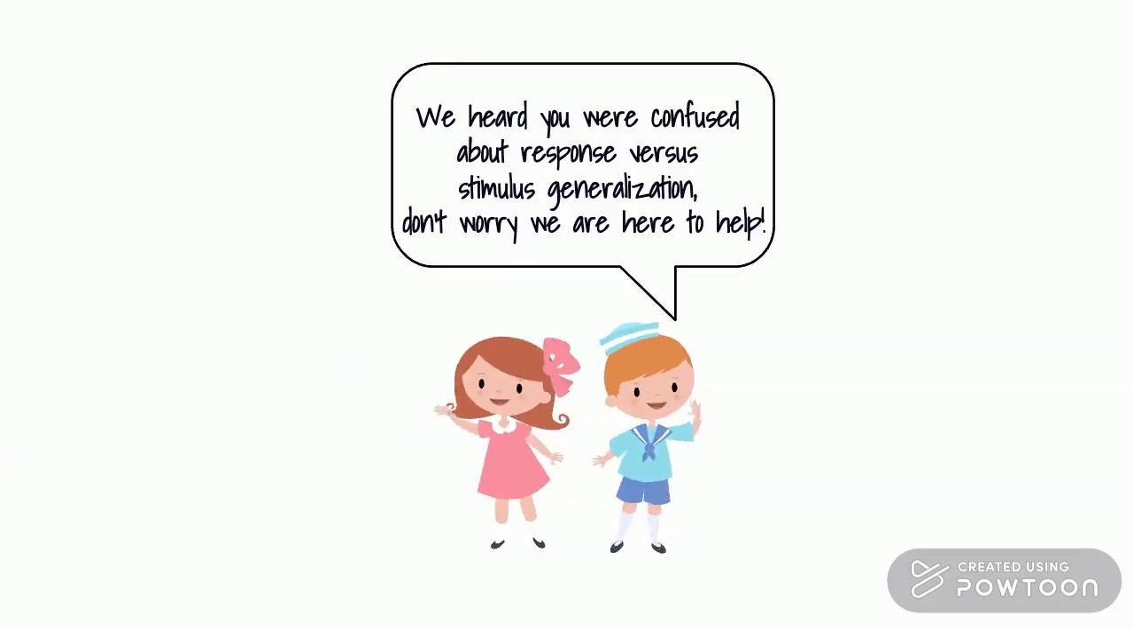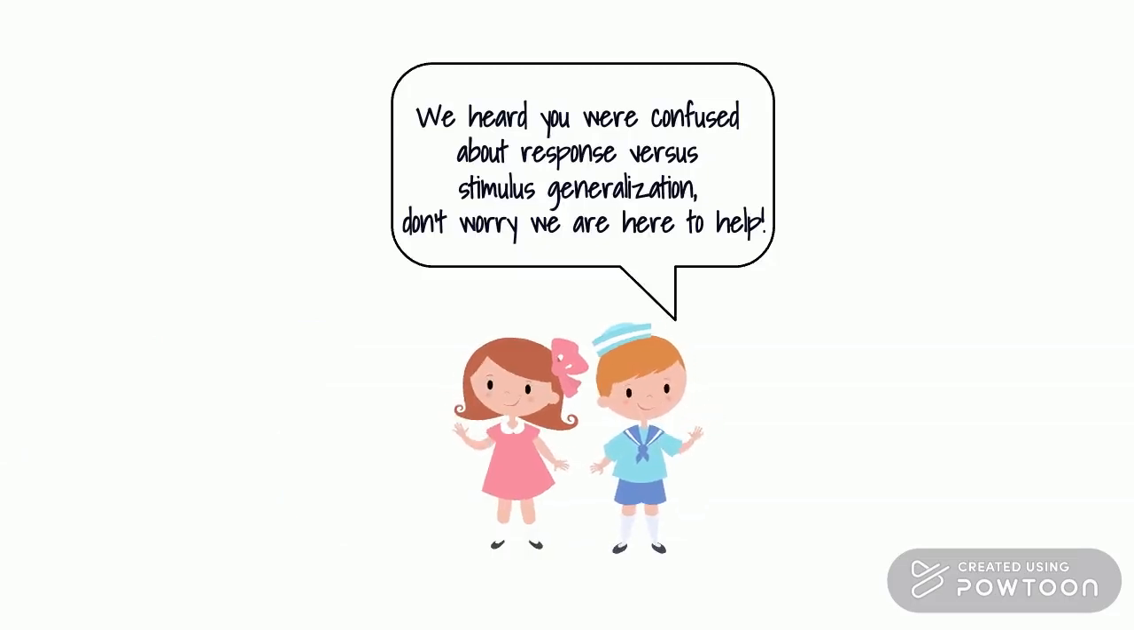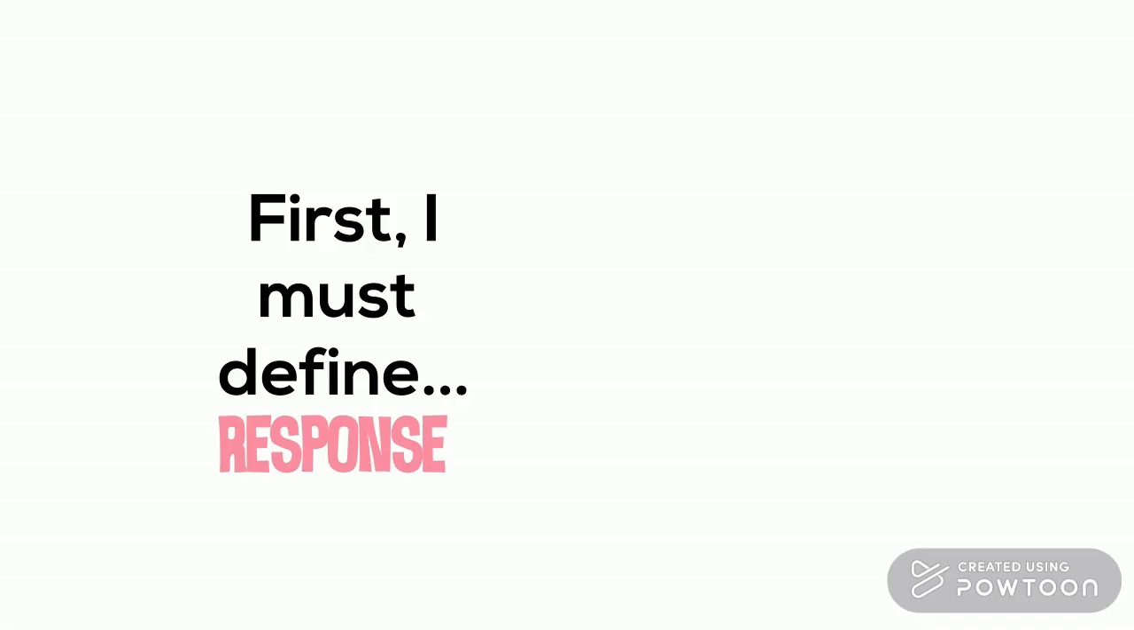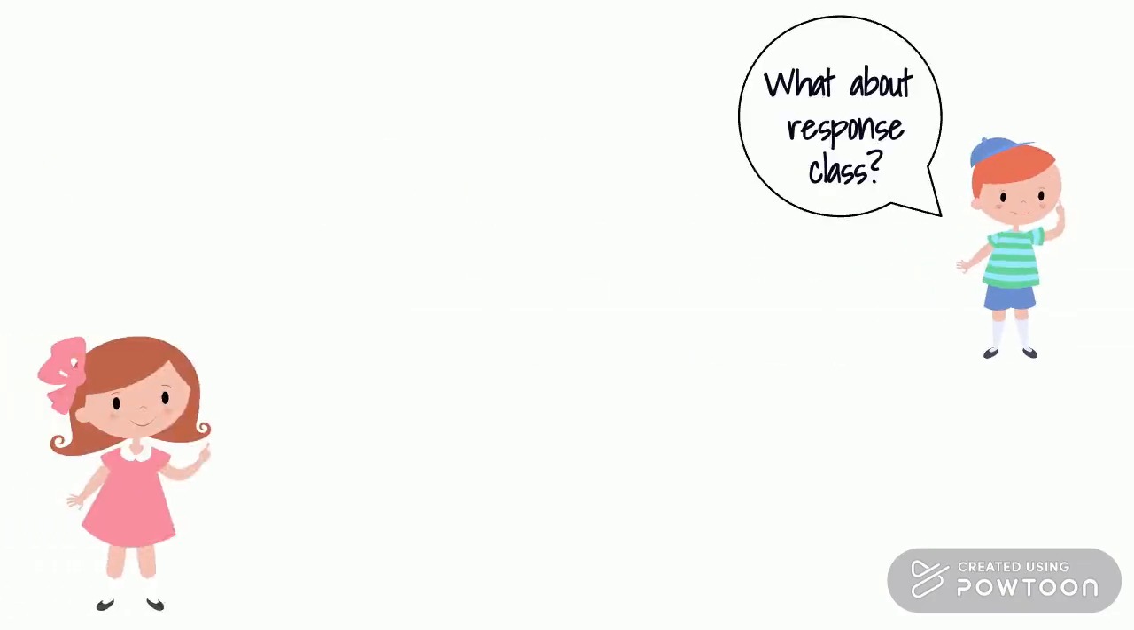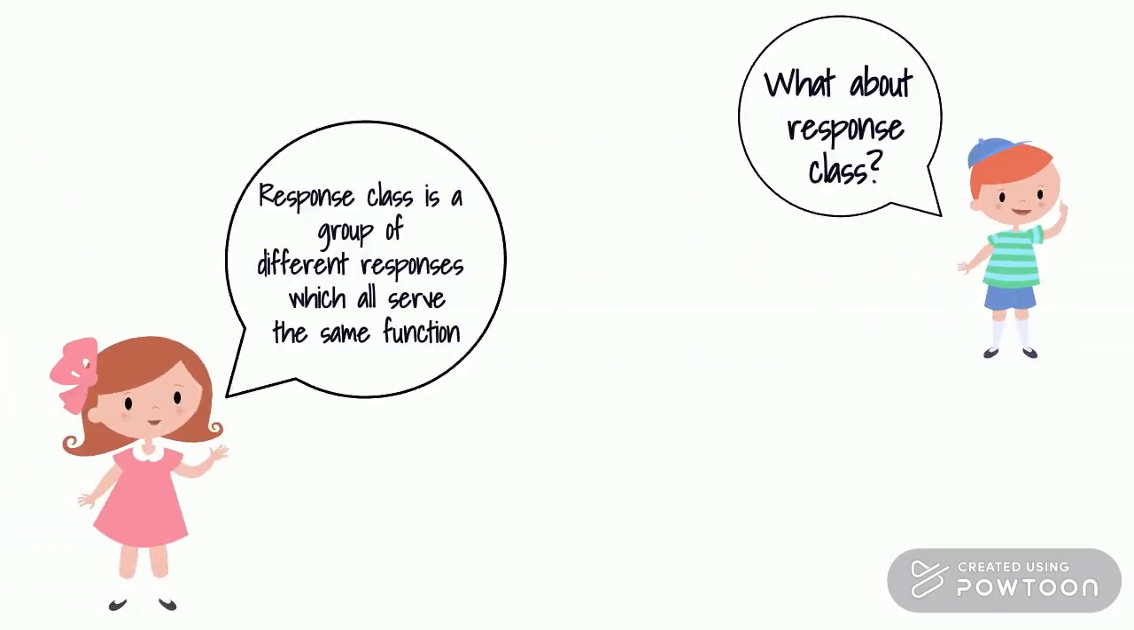We found response versus stimulus generalization to be a confusing topic, so I have two friends who are going to help us learn more about it. To fully understand response generalization, we must first define response. A response is any instance of behavior with a clear ending and clear beginning. What about response class? Response class is a group of different responses which all serve the same function.